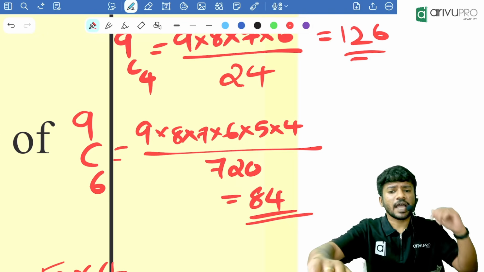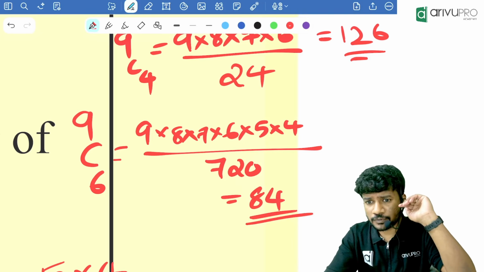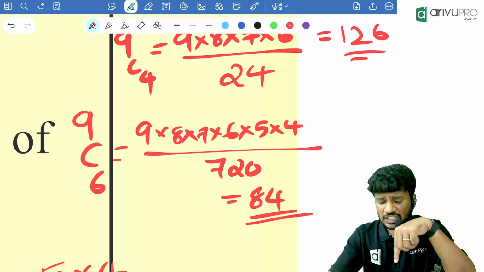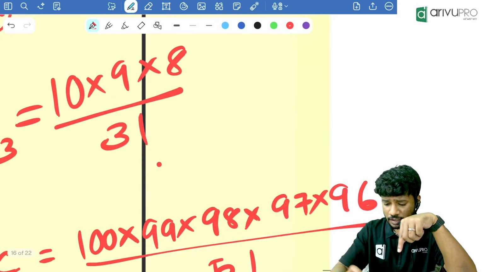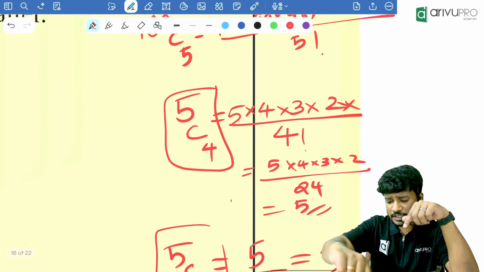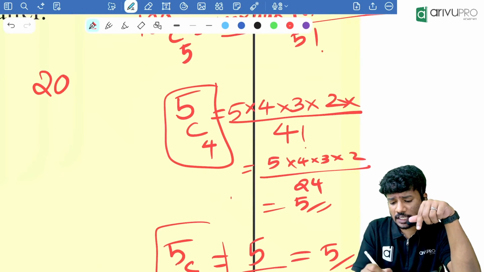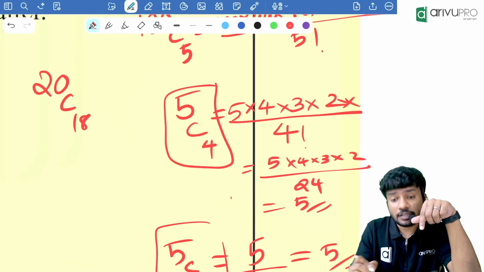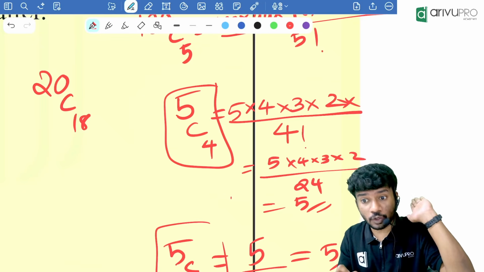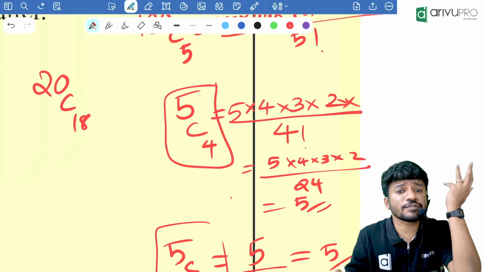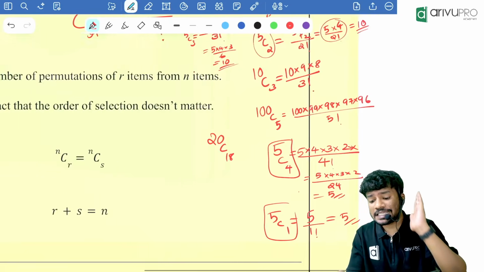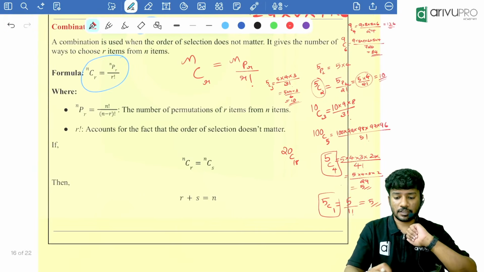Now, people, I'm going to teach you something right now. When it is like 9C6, or 5C4, or 20C18, that means too many numbers are involved. Correct? It will take a lot of time for us to find the answer. There is another shortcut for us.